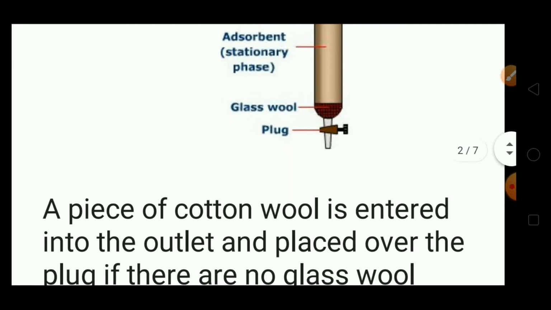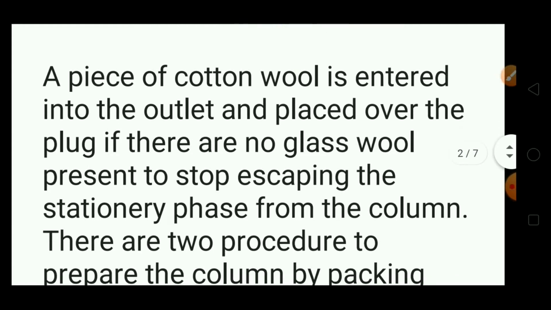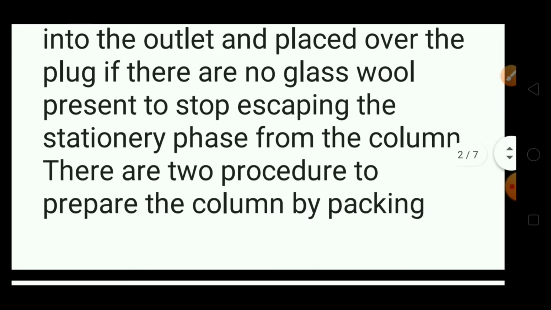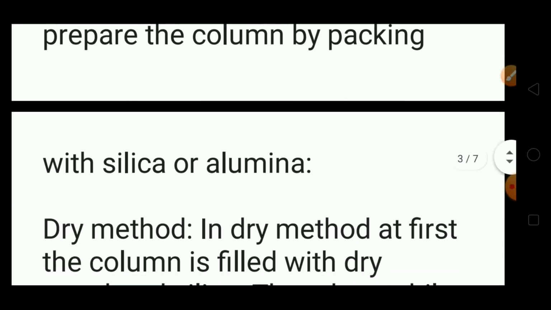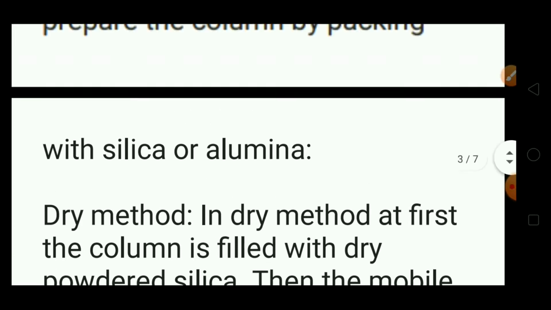A piece of cotton glass wool. You can see the glass wool. A piece of cotton wool is entered into the outlet and placed over the plug. If there is no glass wool present, the stationary phase would escape from the column. There are two procedures to prepare the column by packing with silica or aluminum: first is the dry method and second is the wet method.